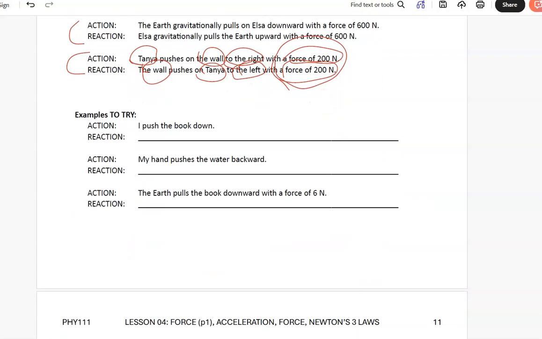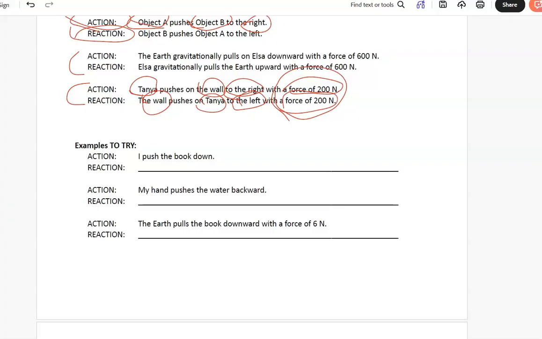So let's just wrap up the lesson here with a few examples that you can try yourself. You have the action, I push the book down. Okay. Who's pushing the book? I am. What am I pushing? The book. So you switch the book and you. So the book pushes me. Well, if I'm pushing the book down, my hand is pushing the book down. Well, then the book is pushing back up.